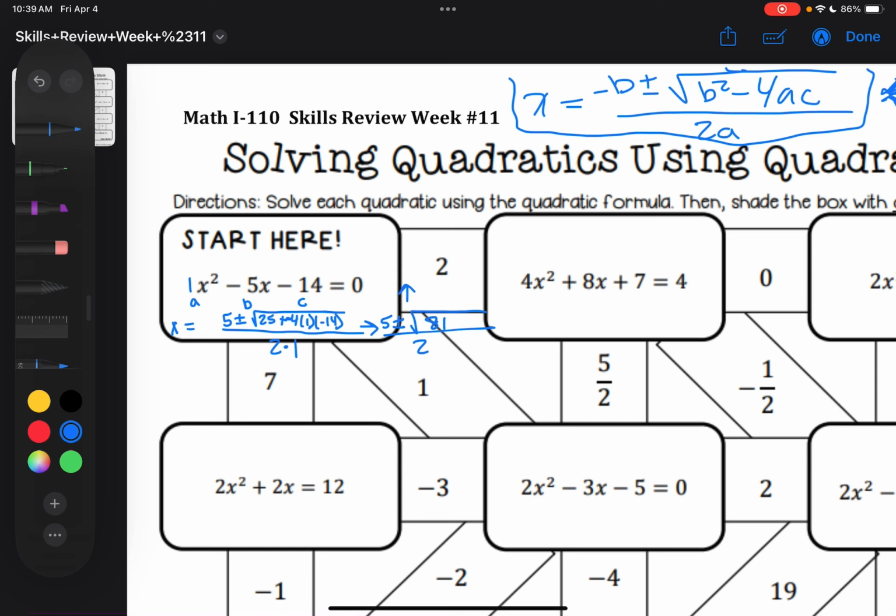I'm so sorry, there's just not a lot of space on this worksheet. But it's going to be 5 plus or minus, and then the square root of 81 is 9, over 2. So basically what you would do is find the two answers. Do 5 plus 9 and then 5 minus 9. And through there, you're going to get 7 as your x.